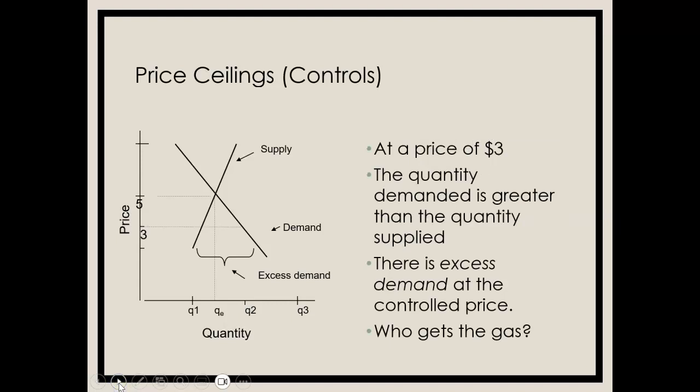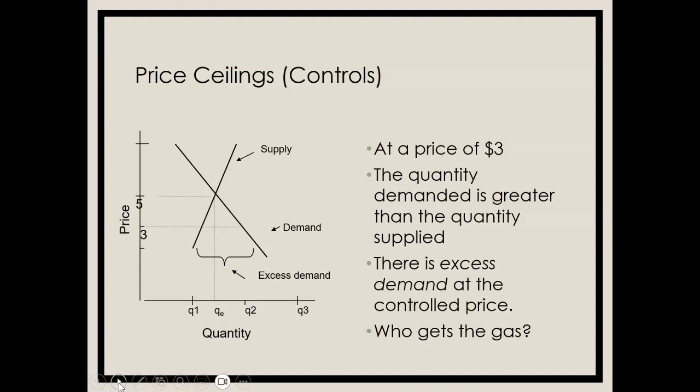Okay, here's why. At the price of $3, which remember is now no longer the equilibrium price, that's now our price ceiling, the quantity demanded with the new supply and demand curves is now greater than the quantity supplied. You can see that down at the bottom there, at $3, it hits the demand curve at a larger quantity than it hits the supply curve. This means that there is excess demand at the controlled price. People want to buy more at $3 a gallon than suppliers are willing to sell.